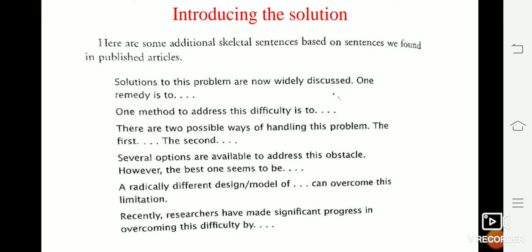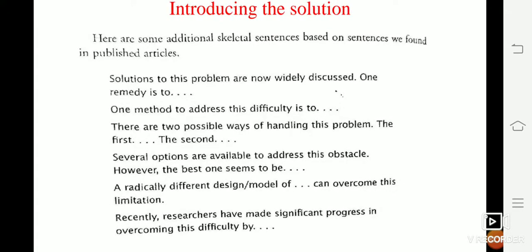So here are some additional skeletal sentences based on sentences we found in published articles. Solutions to this problem are now widely discussed. One remedy is to... this is the way that you write the solution. One method to address this difficulty is to blah blah blah. There are two possible ways of handling this problem. The first, blah, blah, blah. The second, blah, blah, blah. So this is the solution, okay? How you actually begin to write solutions.